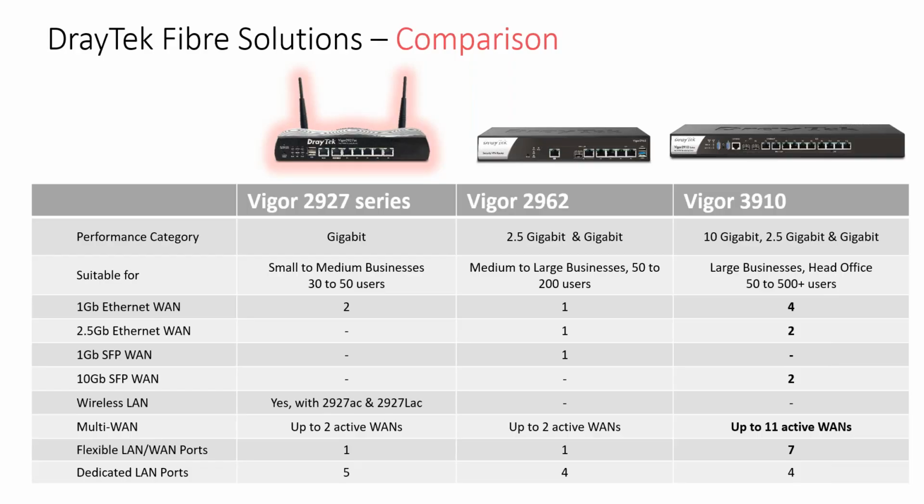The larger Vigor 2962 and 3910 routers are both rack mountable out of the box, but they don't have wireless integrated. Instead, you can use DrayTek's VigorAP wireless access points, such as the VigorAP 960C. It's the Wi-Fi 6 model. That's for wireless coverage in larger buildings where multiple access points might be more suitable.